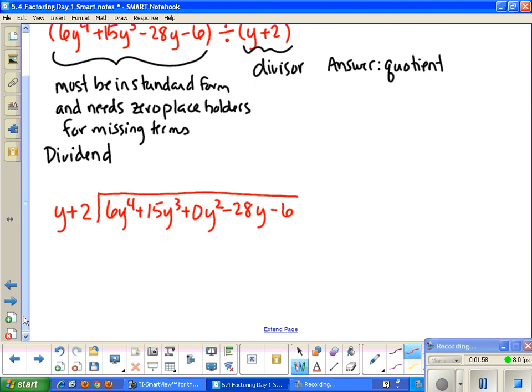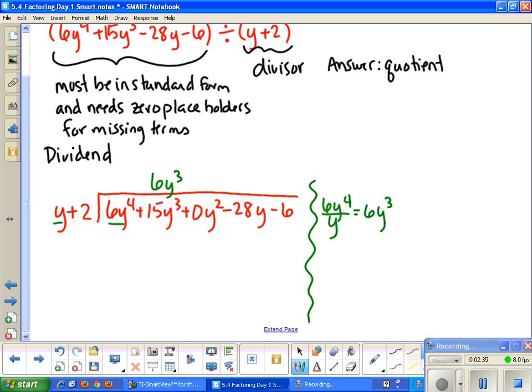Now, when I'm doing my long division, I want to see how many times does y go into 6y to the fourth. So what times y would give me this? Or what I like to do is my math to the side to kind of help me decide. So I have 6y to the fourth. And how many times does y go into that? It goes 6 divided by 1 is 6, and y to the fourth over y, you subtract the exponents and get y to the third. So it goes 6y to the third times. So I want to line that up with the terms that are the cubic terms. So 6y cubed would go right here.